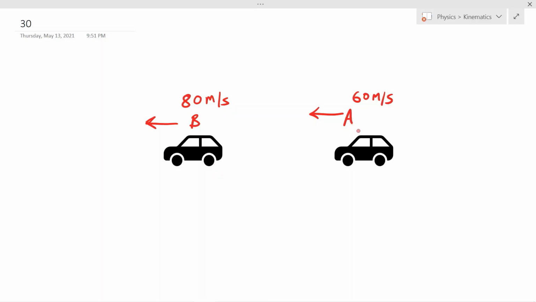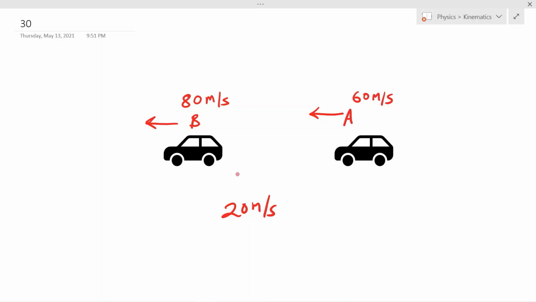Now for car A, car B will not appear to move with the velocity of 80 meter per second towards left. It will indeed appear to move with the velocity of 20 meter per second towards left, because car A already has a velocity which is 60 meter per second towards left.